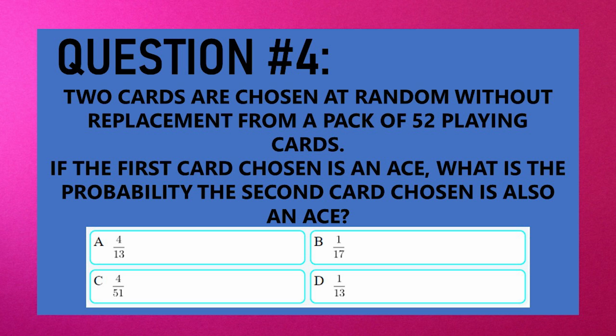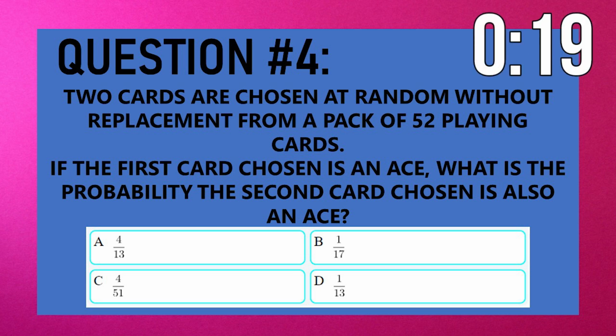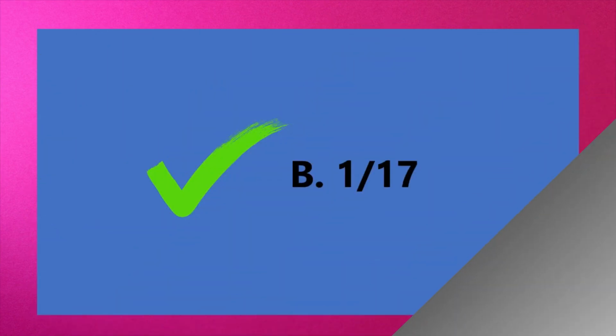Letter A, 4 over 13. Letter B, 1 over 17. Letter C, 4 over 51. Or letter D, 1 over 13. And the correct answer is letter B, 1 over 17.